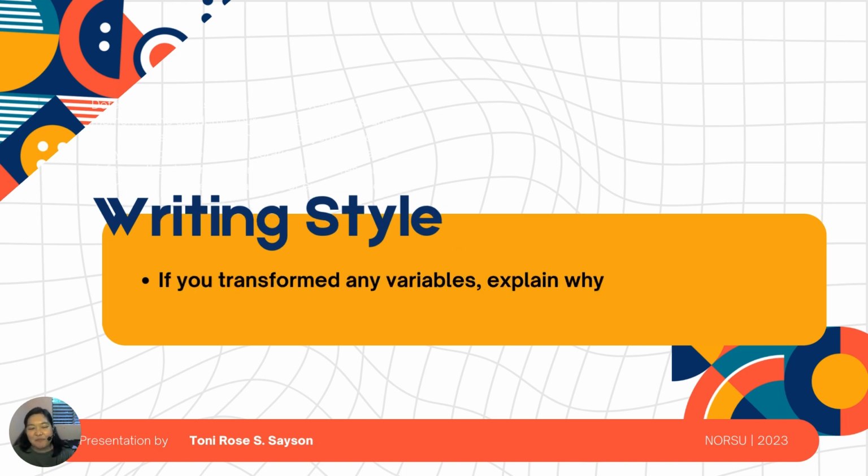Next is on the writing style. If you transform any variables, you have to explain why. Because again, research data is more on being able to transform one or two variables. So it's best that you are informing them of what the changes or the transition are in terms of your research.